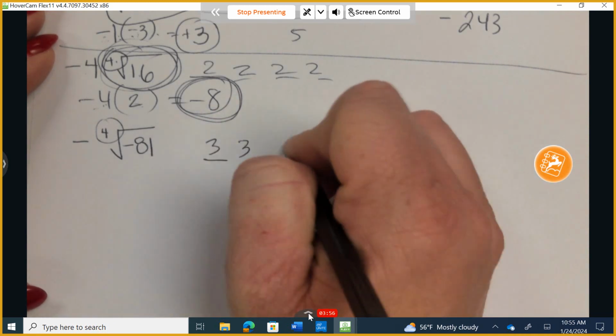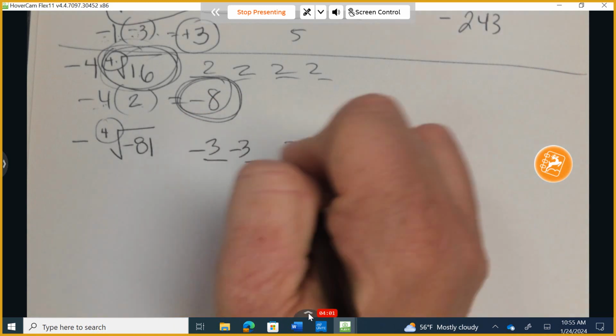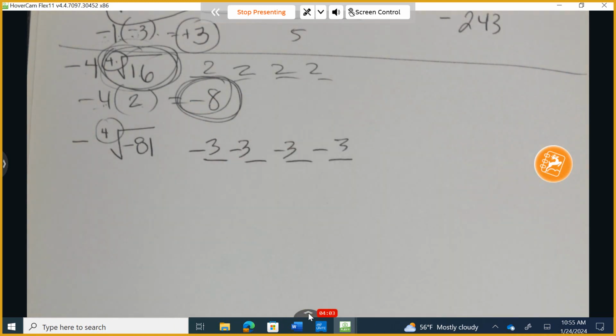Okay, got it. But I want to end up with a negative 81. So I'm going to put a negative sign in front. They all have to be exactly the same. It can't be like just one of them is negative. They all have to be the same.